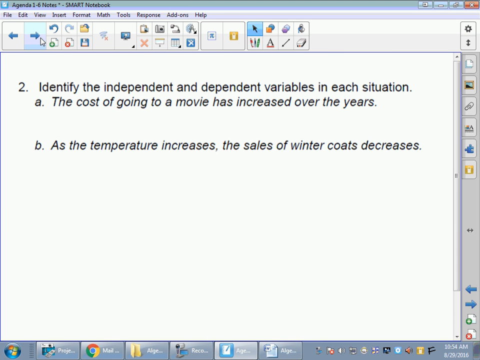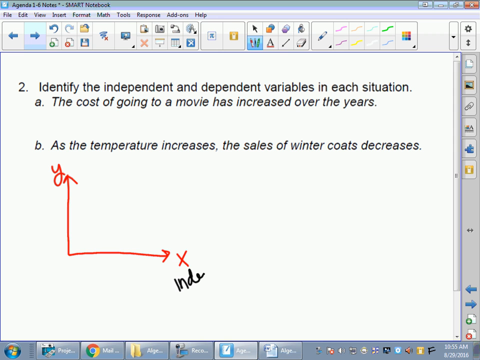All right, so now let's think a little bit about graphs. Identify the independent and the dependent variable in each situation. So if we're thinking graph-wise, and usually when we have graphs for a situation, x, y, remember x is the independent, y is the dependent. So in situation A, the cost of going to a movie has increased over the years.